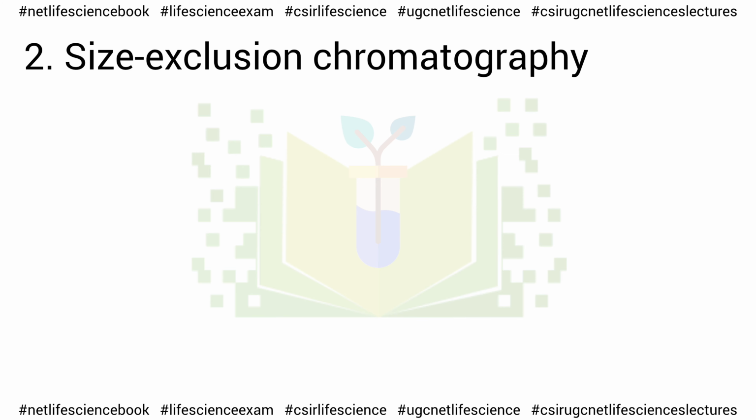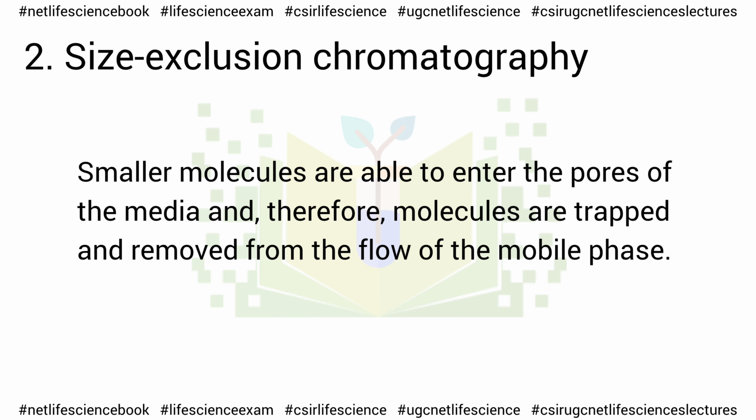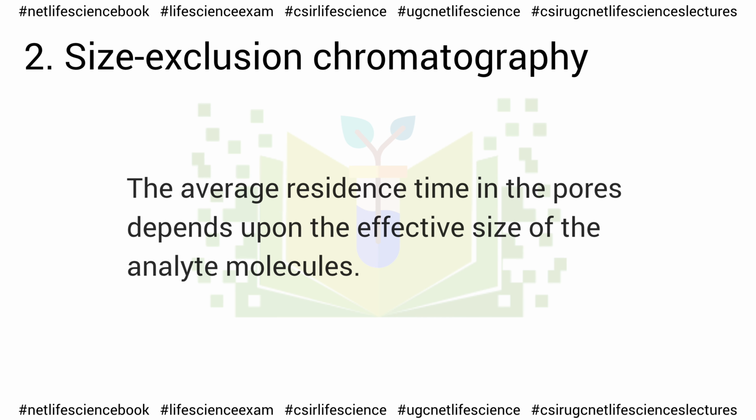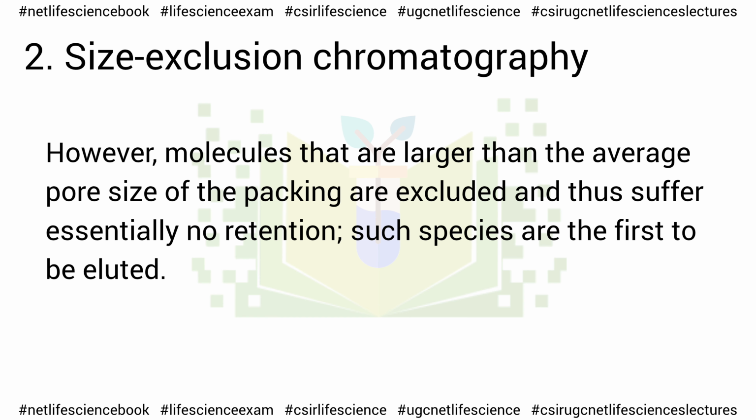Size exclusion chromatography. Size exclusion chromatography is also known as gel permeation chromatography or gel filtration chromatography and separates molecules according to their size. Smaller molecules are able to enter the pores of the media and, therefore, are trapped and removed from the flow of the mobile phase. The average residence time in the pores depends upon the effective size of the analyte molecules. However, molecules that are larger than the average pore size of the packing are excluded and thus suffer essentially no retention. Such species are the first to be eluted.